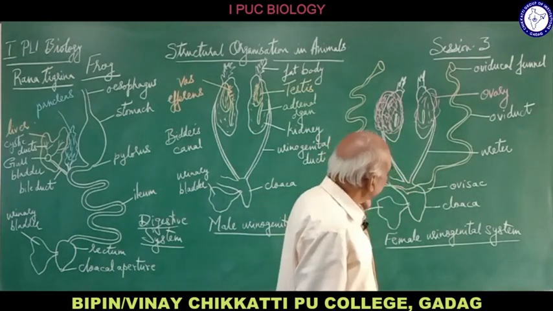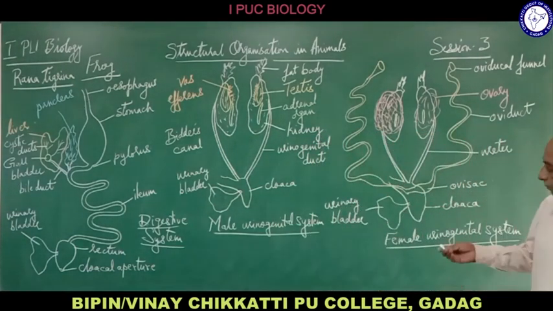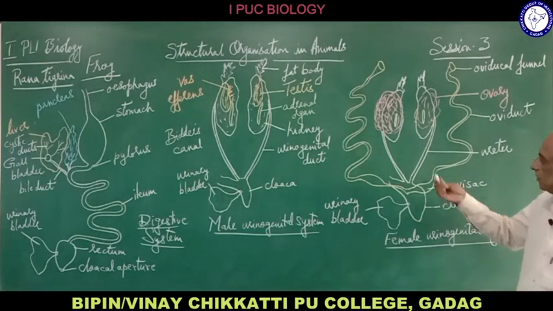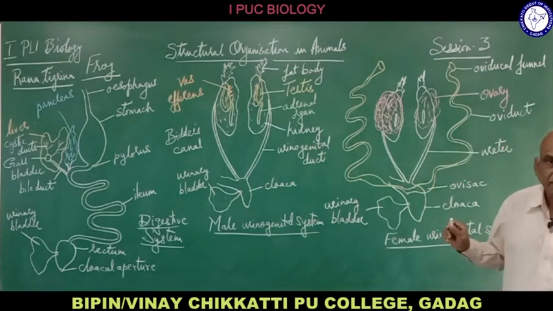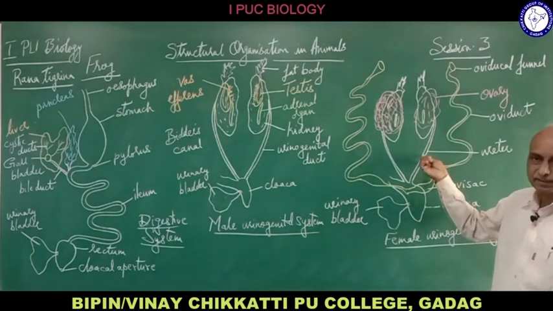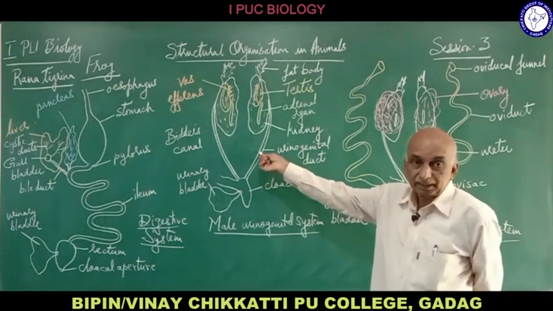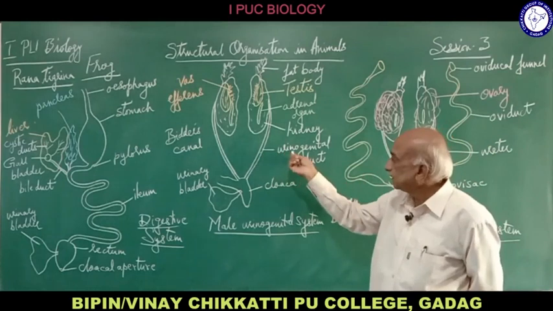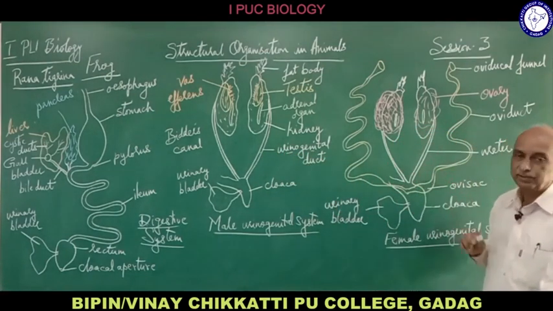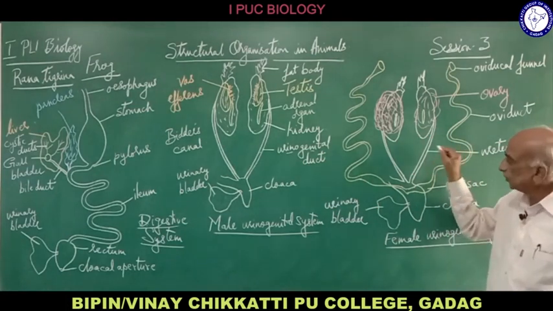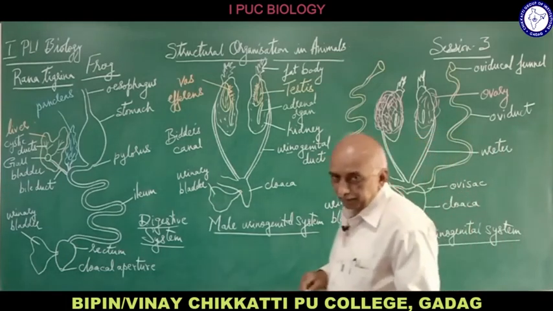So these are the parts of the female urinogenital system, and as usual there is the urinary bladder. However, here the ureter does not carry the female gametes, and hence we can refer to it as the ureter. In the male, the ureter also carries the sperms, hence it is a urinogenital duct. But here it is not a urinogenital duct because it is purely transporting the urine. That is the female reproductive system.